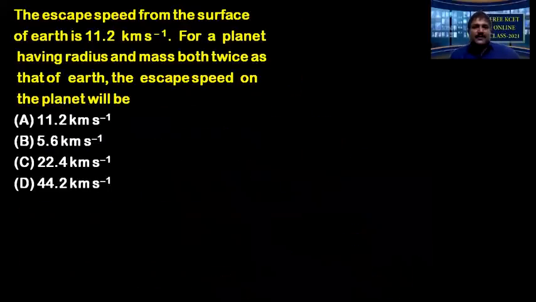The next question is like this. The escape speed from the surface of Earth is 11.2 kilometer per second. For a planet having radius and mass both twice as that of Earth, the escape speed on the planet will be. Okay, so now this is a very common question, and many times in different exams this kind of question appeared, but the mass of the planet may be given in comparison with the mass of Earth usually.